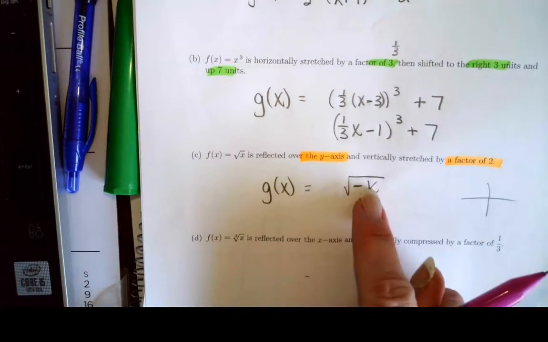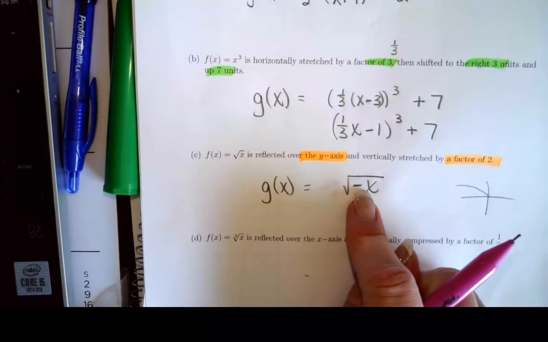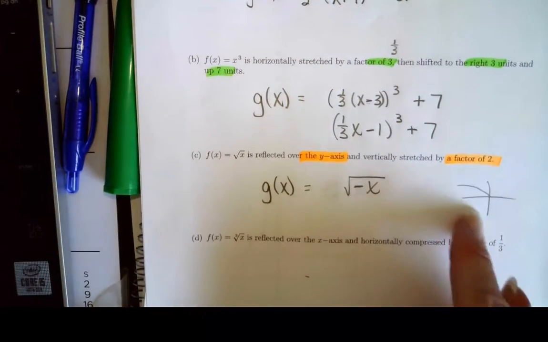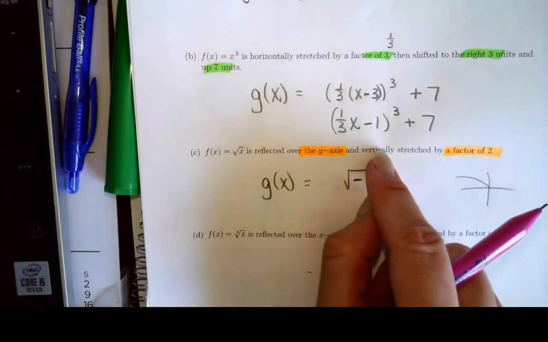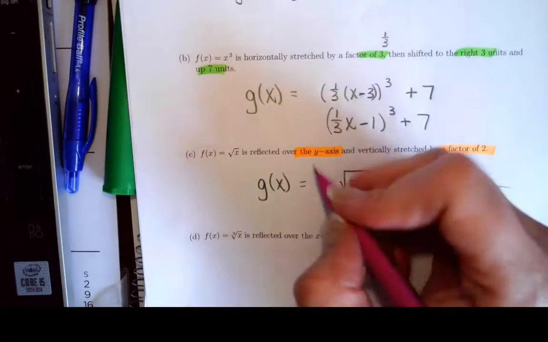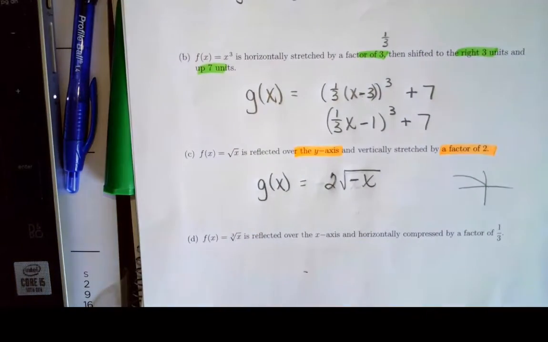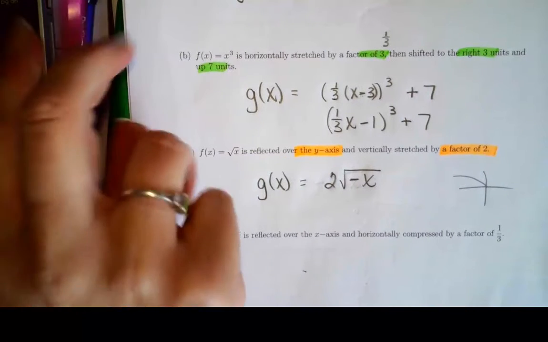What is the opposite of -1? It's +1. What is the opposite of -2? Okay, so you're flipping it across the y-axis. I want to vertically stretch it by a factor of 2. That affects my y values. So I'm going to slap a 2 in front of that thing, and I'm going to be done. That's as far as you can go. You cannot simplify that thing.